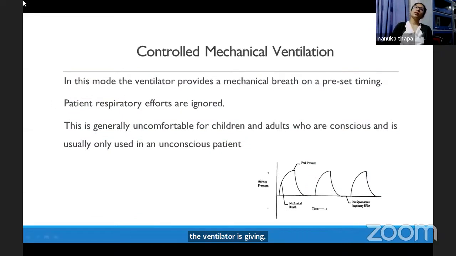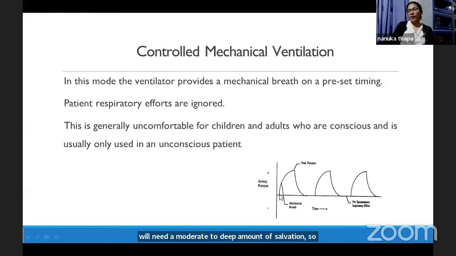So the first mode is controlled mechanical ventilation. In this mode, the ventilator provides a mechanical breath on a preset timing, that is, at a fixed respiratory rate. Patient respiratory efforts are completely ignored. The disadvantage of this mode is that it can be uncomfortable for children and for those adults who are conscious. It can only be used in patients who are unconscious. That is, these patients will need a moderate to deep amount of sedation so that there is no asynchrony between the patient and the ventilator.